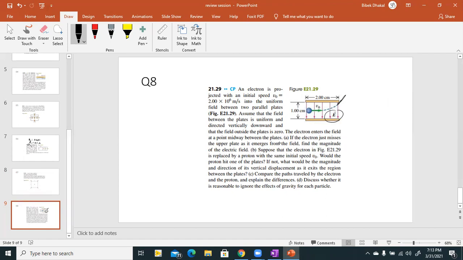And suppose the electron in this figure is replaced by a proton with the same initial velocity. Would the proton hit the plate? So will it hit the plate or will it not hit the plate? And in part C, you need to compare the trajectories of these two and their differences, and you'll also need to find whether gravity affects the proton or electron or not. So it's a very good problem.